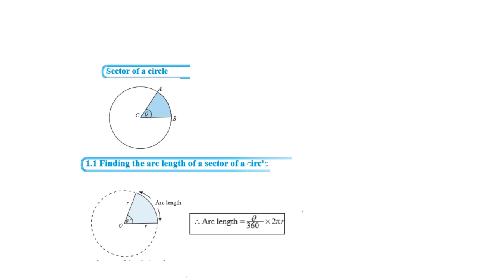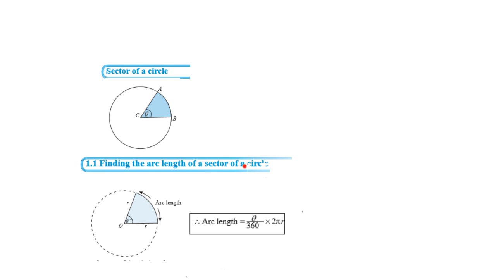Okay kids, our next topic is sector of a circle. What is the sector of a circle? The portion of a circle which is surrounded by 2 radii and 1 arc length, which is part of the circumference, is called the sector of a circle. Look at this circle. Here AC and BC are the radii, and AB is the arc length. Theta is the angle between these two radii.